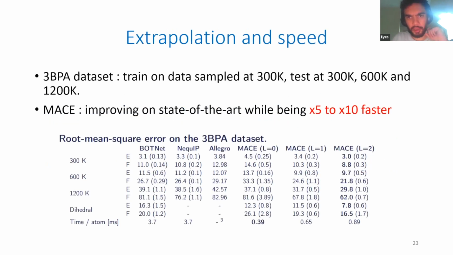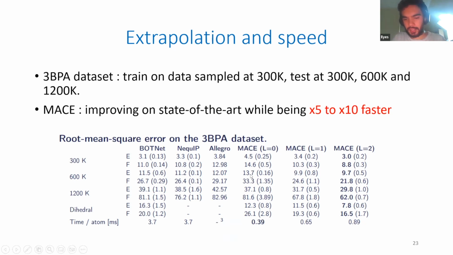But the most interesting thing for us as chemists with David is the extrapolation, obviously, and also the speed. And the 3BPA dataset is really the best for that right now, because you train on 300 Kelvin, so you sample a very narrow space of your conformations, and then you test on higher and higher temperature. And here we show that MACE really achieves quite a significant improvement on other methods.